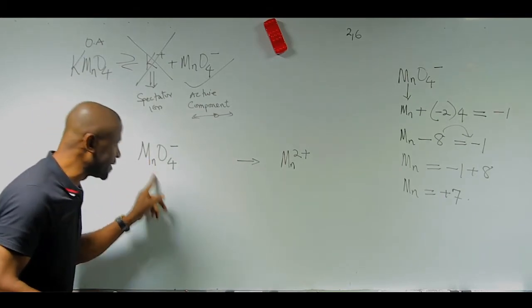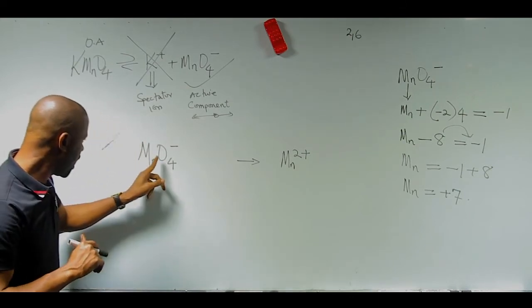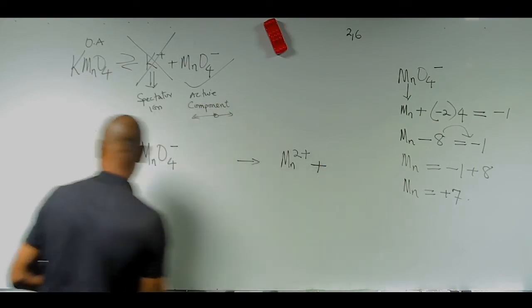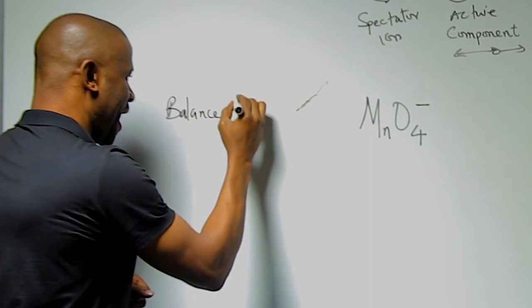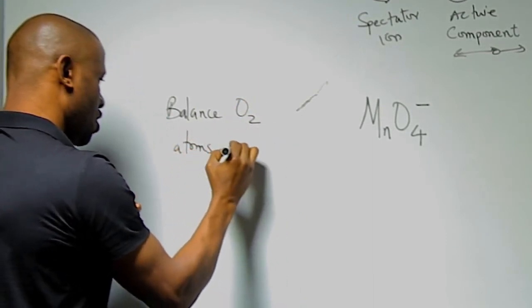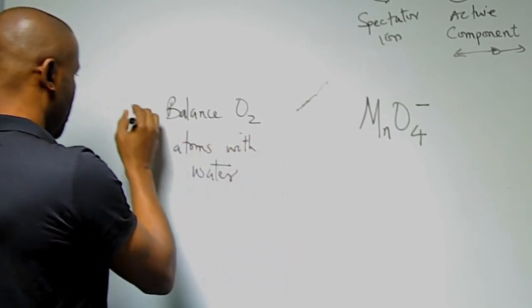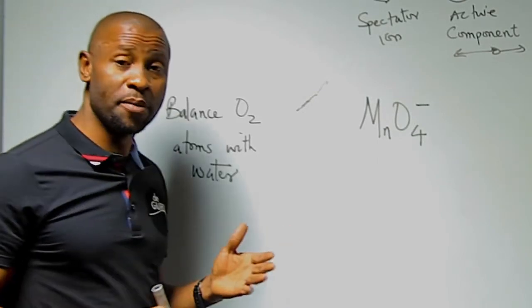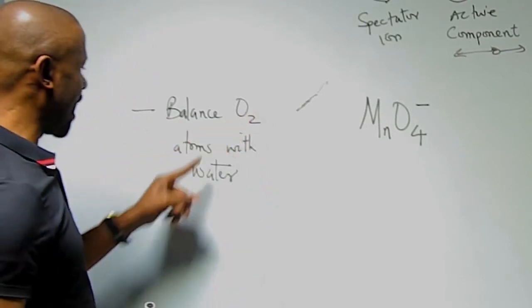One atom of manganese, one atom of manganese, I don't have an issue with that. How many atoms of oxygen here? 4. So the rule says, balance oxygen atoms with water. Of course, after that, we'll be discussing what we call balancing in acidic medium and balancing in basic medium.